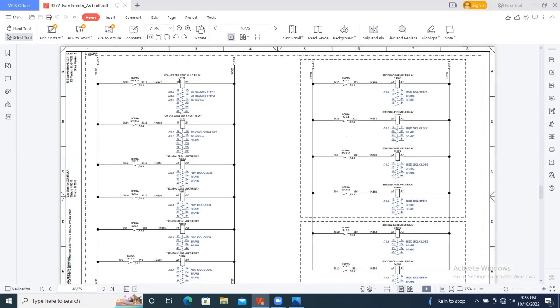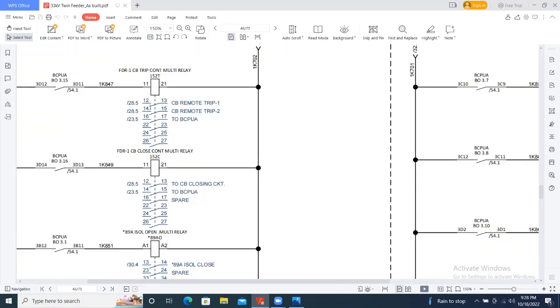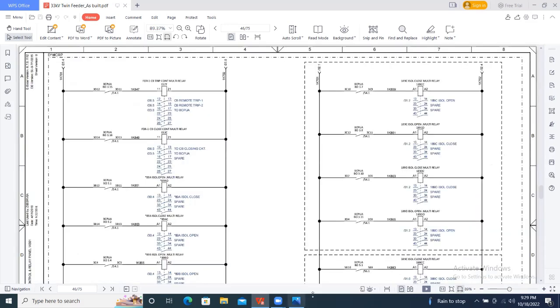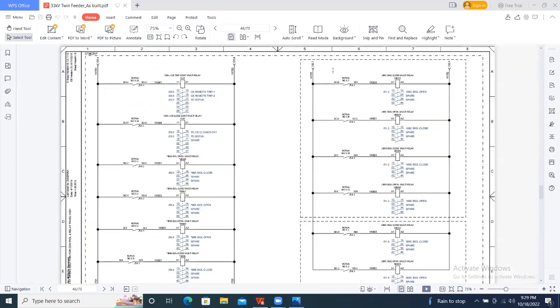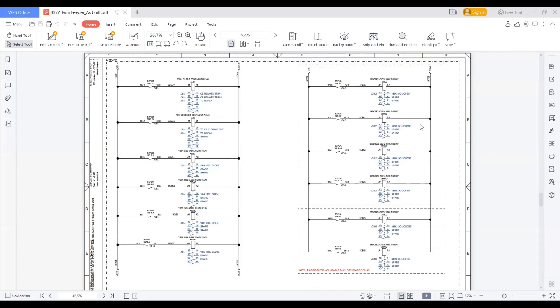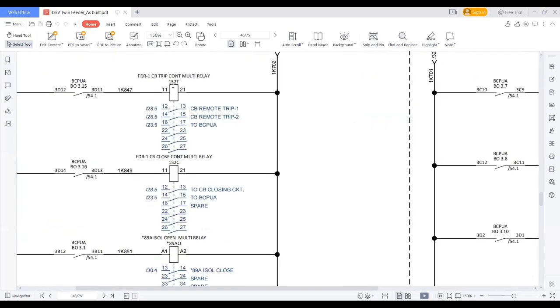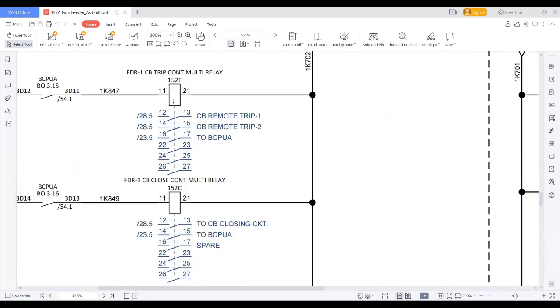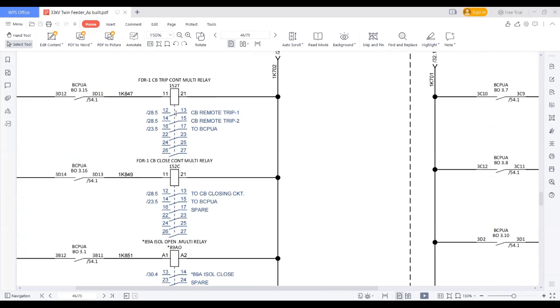Contact multiplication relays are used when, suppose this coil is enabled, it should give the command to X number of places; I have to use this contact in various places. Then you place this type of contact multiplication relay. So this is the contact multiplication relay. In this page, we are talking about the breaker trip circuit multiplication relay. Suppose this coil is operated, so this status I want to use at various places. So these are the contacts.